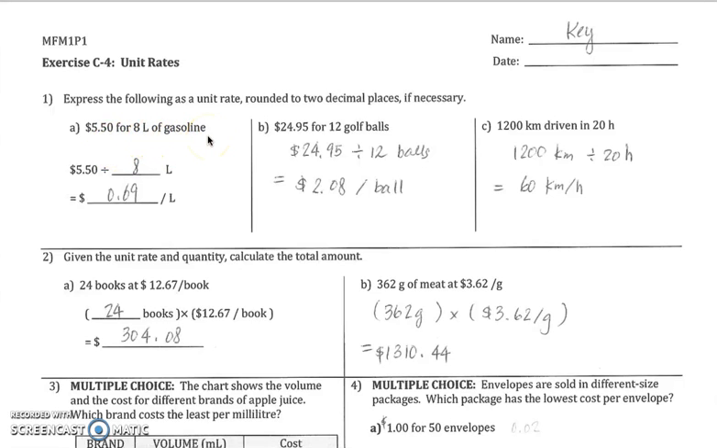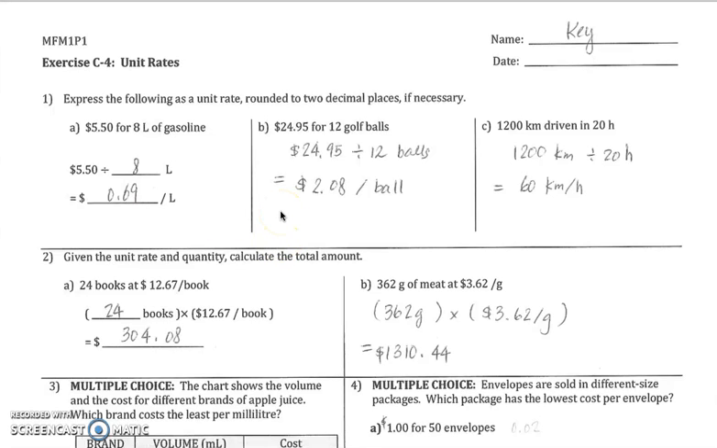Usually we describe unit rates with money as how much money it costs for each unit of volume, in this case. So you divide $5.50 by 8, in this order, to get 69 cents, or $0.69 per liter.